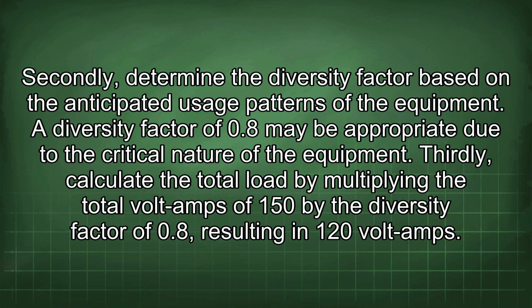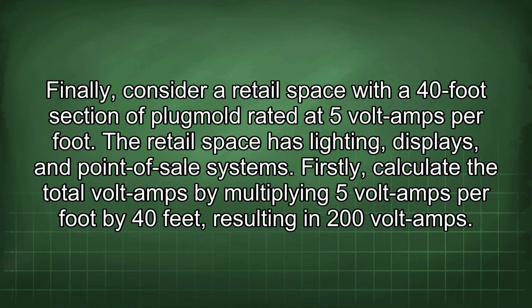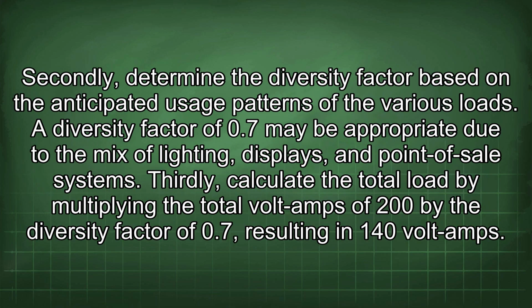Secondly, determine the diversity factor based on the anticipated usage patterns of the equipment. A diversity factor of 0.8 may be appropriate due to the critical nature of the equipment. Thirdly, calculate the total load by multiplying the total volt amps of 150 by the diversity factor of 0.8, resulting in 120 volt amps. Finally, consider a retail space with a 40-foot section of plug mold rated at 5 volt amps per foot. The retail space has lighting, displays, and point-of-sale systems. Firstly, calculate the total volt amps by multiplying 5 volt amps per foot by 40 feet, resulting in 200 volt amps. Secondly, determine the diversity factor based on the anticipated usage patterns of the various loads. A diversity factor of 0.7 may be appropriate due to the mix of lighting, displays, and point-of-sale systems.